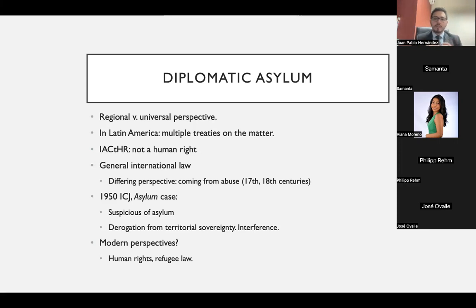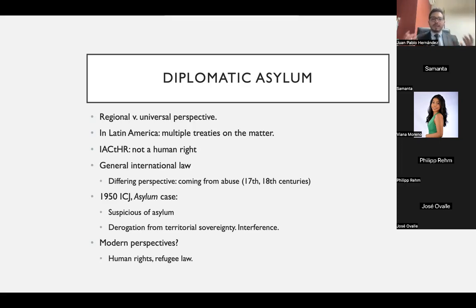And Colombia granted this asylum. In fact, Colombia asked Peru to grant safe conduct to Haya de la Torre to leave Peru and go to Colombia, and so transform diplomatic asylum into territorial asylum. To solve this dispute amicably, both states referred the dispute to the ICJ.